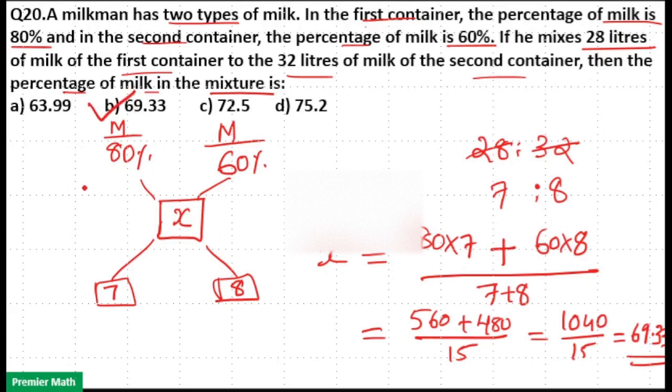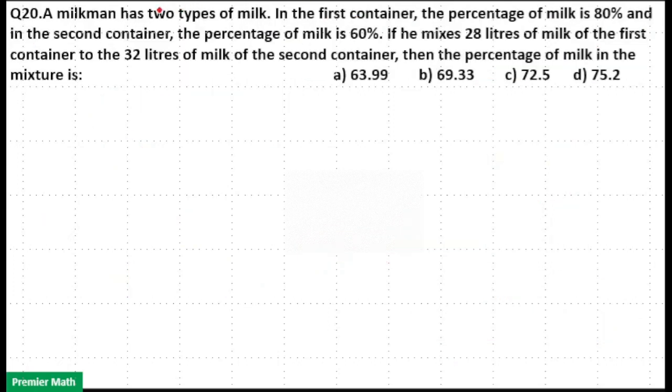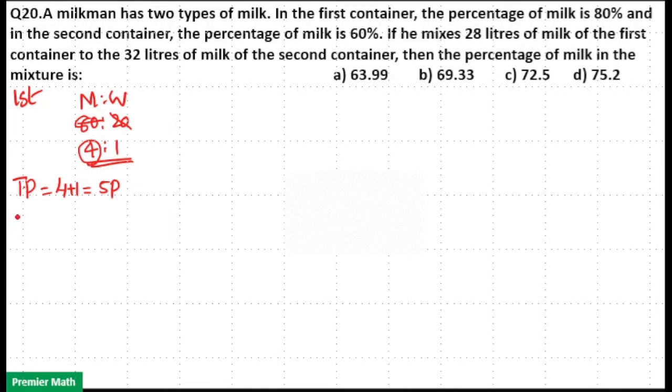You can also solve this question by the ratio method. In the first container, take the milk to water ratio. Milk is 80%, that means water is 20%. So 20 into 4 is equal to 80. So 4:1 is the milk to water ratio in the first container. Total parts is equal to 4 plus 1, that is 5 parts, and milk is 4 parts here. So in the first container, milk is equal to 4 parts.